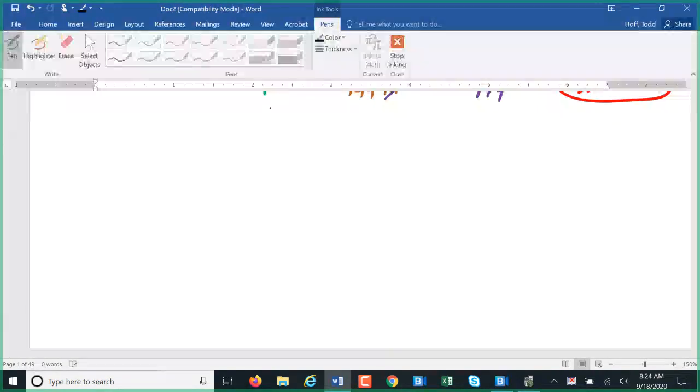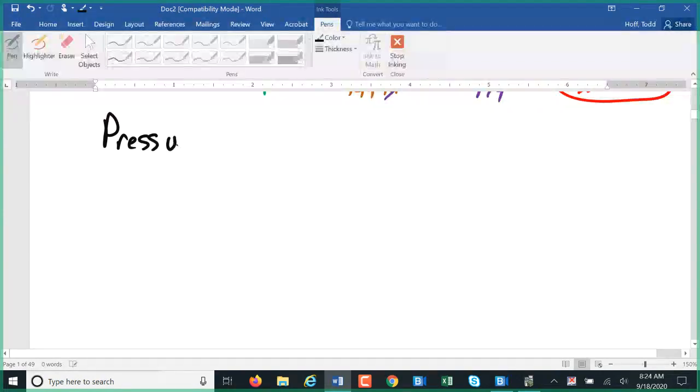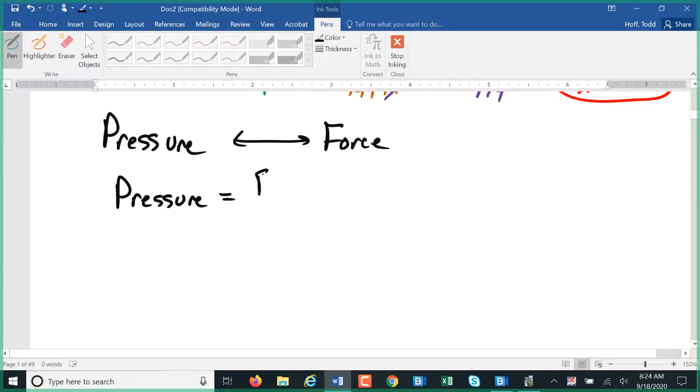One application of area that is very important is pressure. More importantly for us is the pressure to force relationship. Our formula for pressure is equal to force divided by the area it is spread out over.